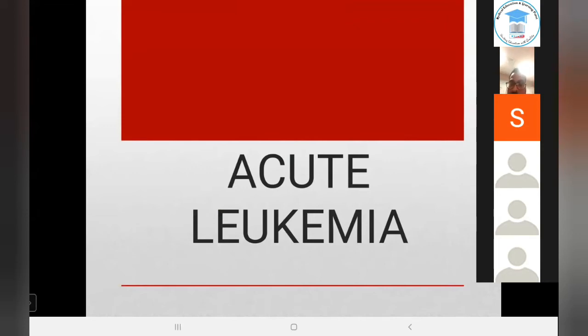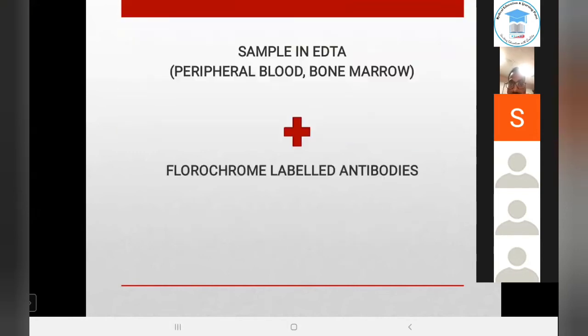I think I'll take it as going further. All right. Now, how do we approach a case of acute leukemia? What we do is that we take a sample. Say there's a patient who comes to you, a suspected case of acute leukemia. So you will just take the peripheral blood of that patient.